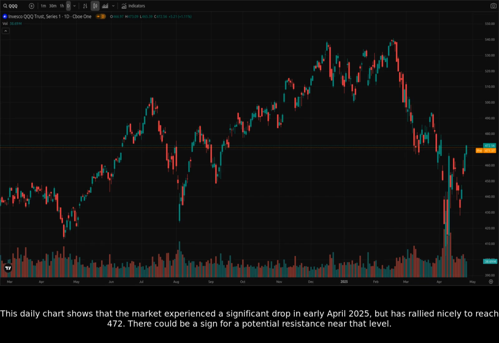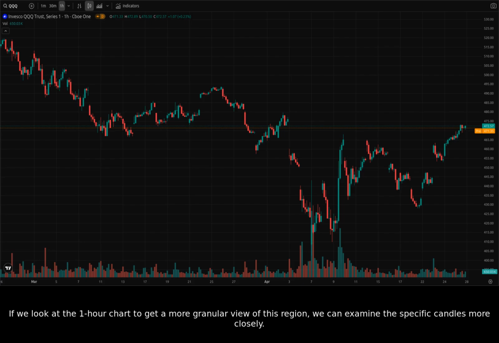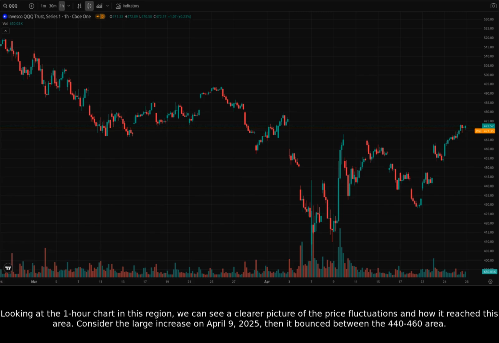This daily chart shows that the market experienced a significant drop in early April 2025, but has rallied nicely to reach 472. There could be a sign for a potential resistance near that level. If we look at the 1-hour chart to get a more granular view of this region, we can examine the specific candles more closely, and see a clearer picture of the price fluctuations and how it reached this area.